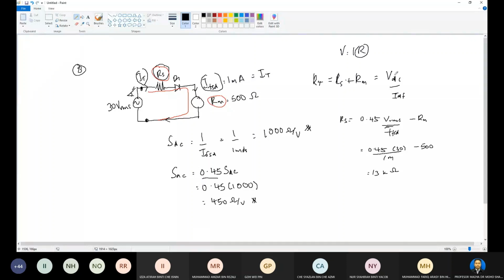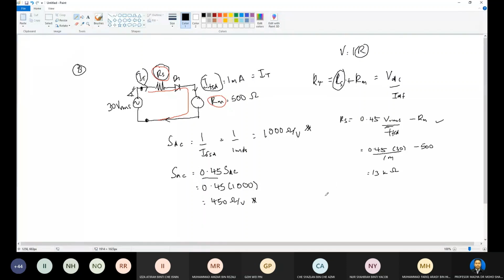Also we can use this formula, V RMS divided by current, so we can get the RT using this Ohm's law formula. From this one you can calculate the RS, so this one will be minus RM. This is a formula.